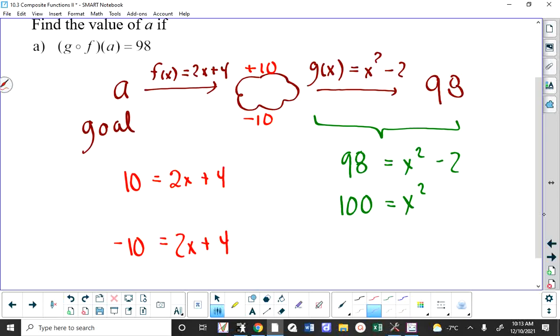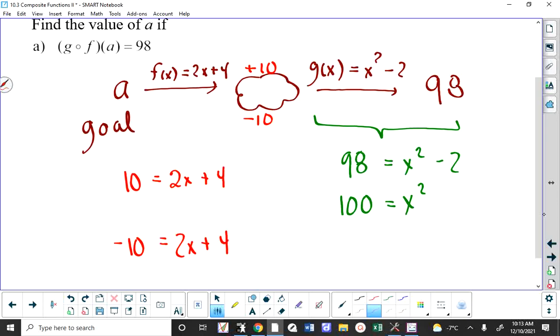Your question is a good one. Yes, it will work, but I wouldn't teach it that way because I think it would confuse too many people. What Naya's saying is she could figure out what g of f of x is, simplify that, and set it equal to 98 and do that.